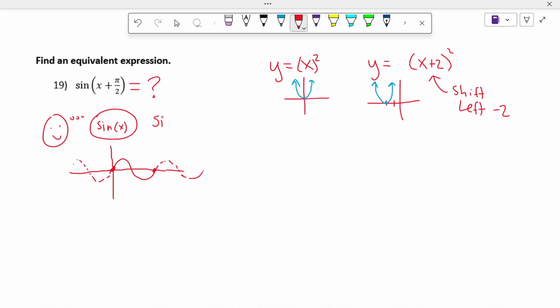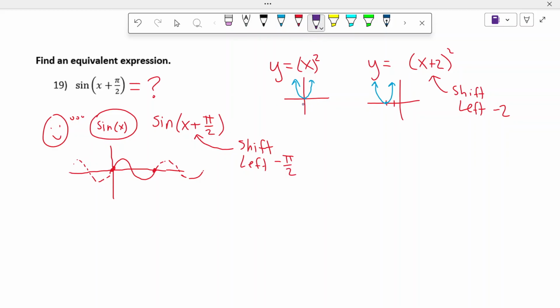We're supposed to do the sine of x plus pi over 2. Well, how does this relate to the parabola situation? It's just like that, only it's got this plus pi over 2. You should think of that as shifting the graph. And since it's a plus, it's shifted to the left. So it's shifted to the left, and it's going to be over at negative pi over 2.